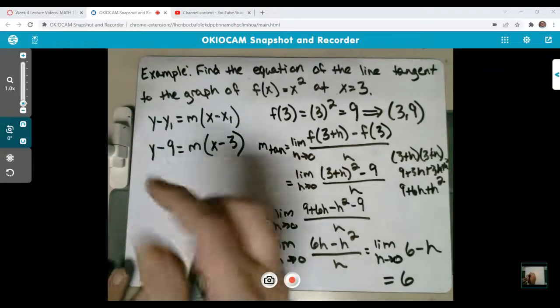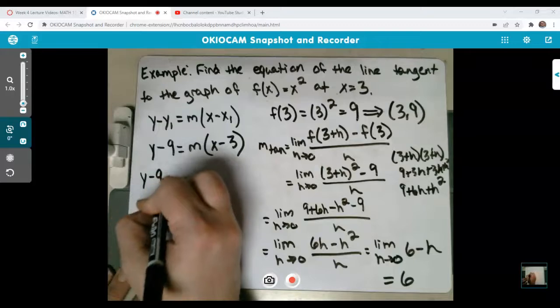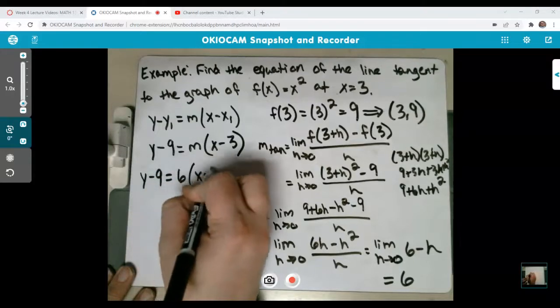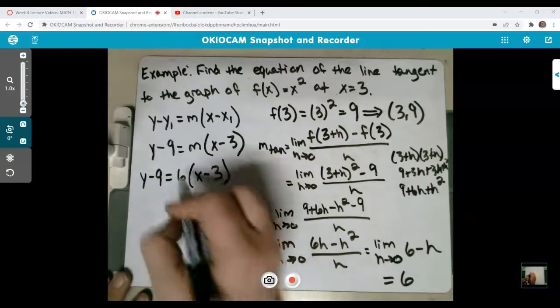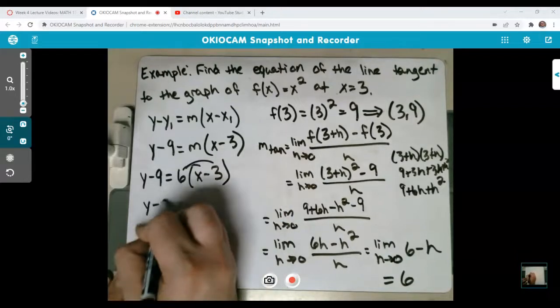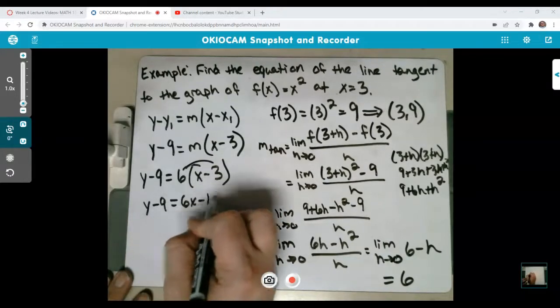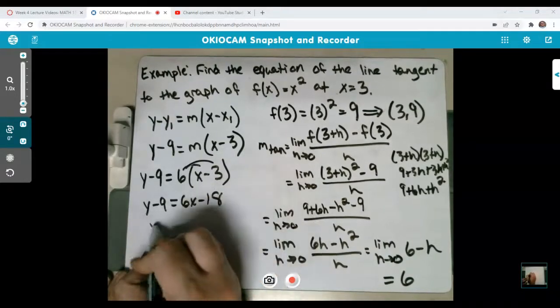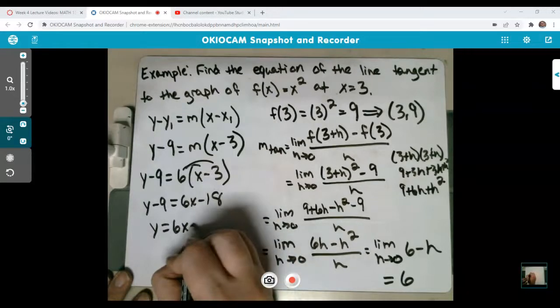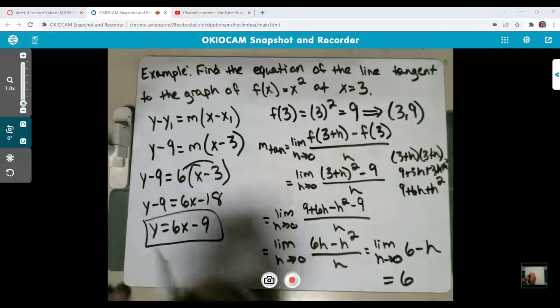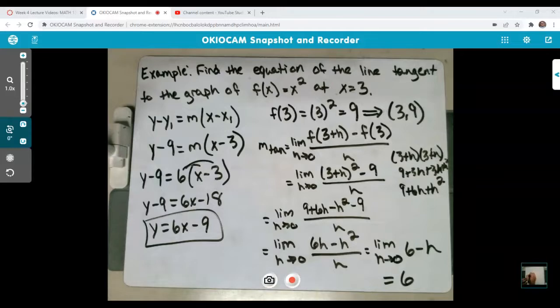So now I can plug that in for the m. y minus 9 equals 6 times x minus 3. And then I can solve that for the y. So distribute our 6. y minus 9 equals 6x minus 18. Add 9, and you see y equals 6x. Negative 18 plus 9 is negative 9. So that is the equation of the tangent line of x squared at x equals 3.